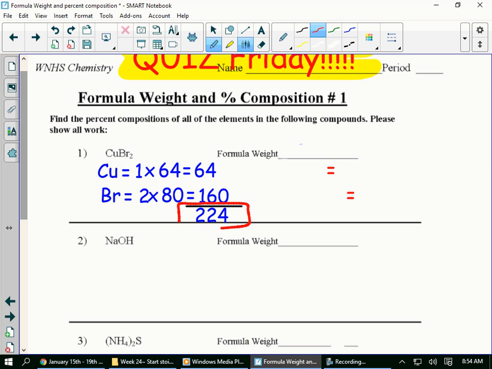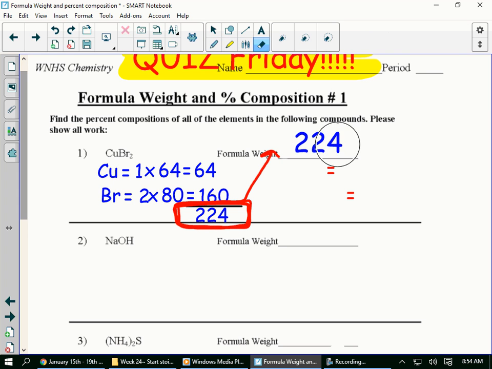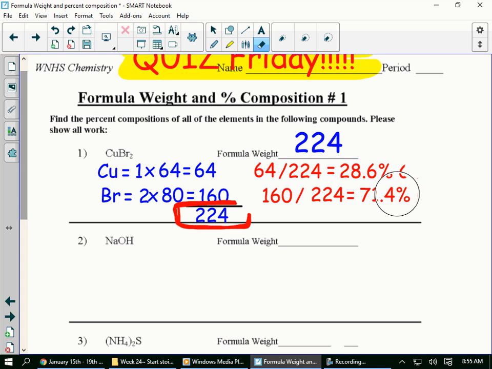You are going to calculate these numbers until the cows come home. You're going to be doing this on the final exam, so this doesn't go anywhere. Put that number right up here. This is the formula weight. And it says, please also tell me the percent composition of all these elements. How do I figure out what percentage is copper? I'm going to do 64 divided by 224 times 100. And I'm going to do 160 divided by 224 times 100. And then I get my percentages.